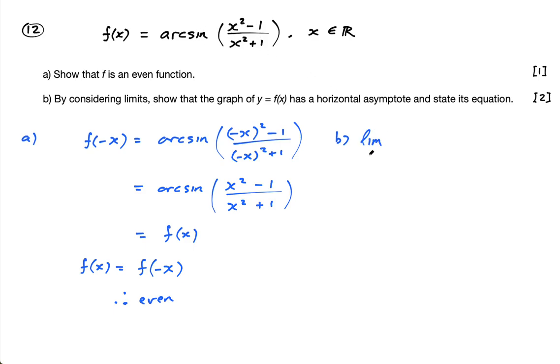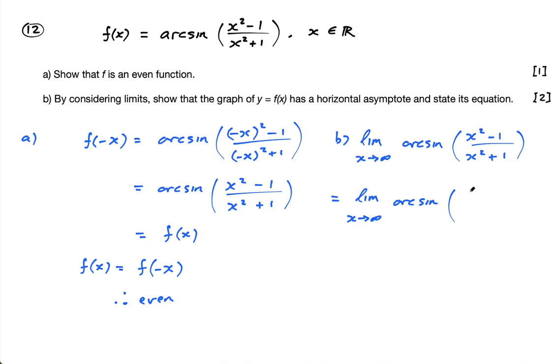We're going to do the limit as x approaches infinity of arc sine x squared minus 1 over x squared plus 1. Now you can go straight to, guys, the arc sine of 1, but I actually like to just kind of show it. So remember, what we're doing with limits is essentially subbing in infinity in here. What happens when you sub in infinity in here? Well, you get infinity over infinity, which we don't really want.